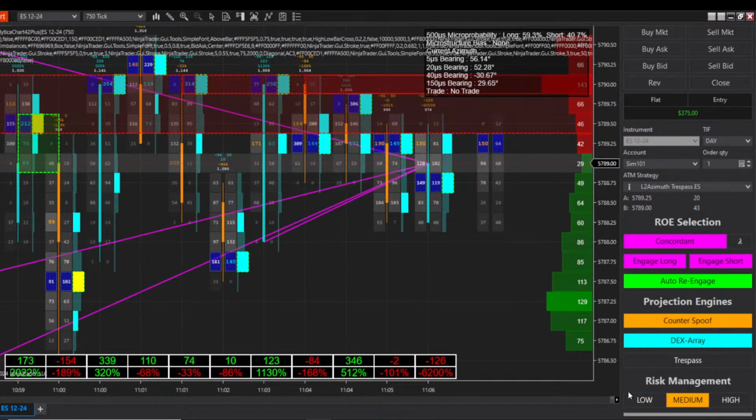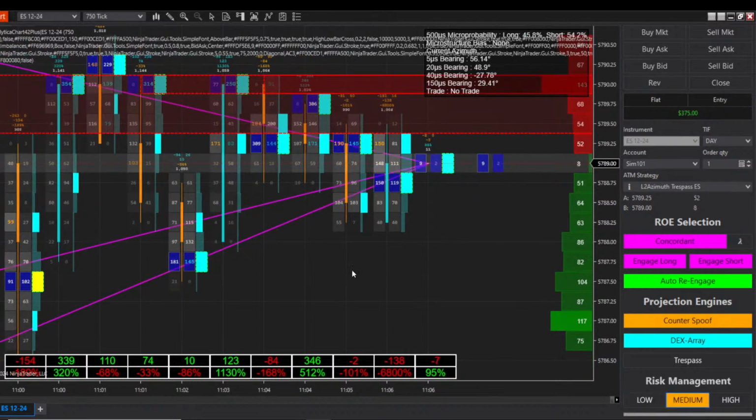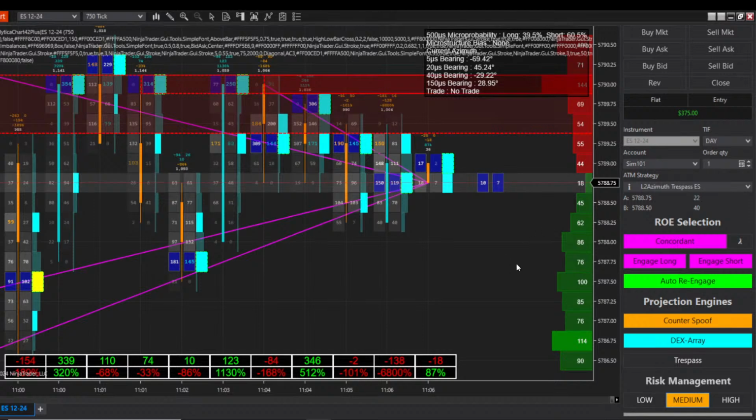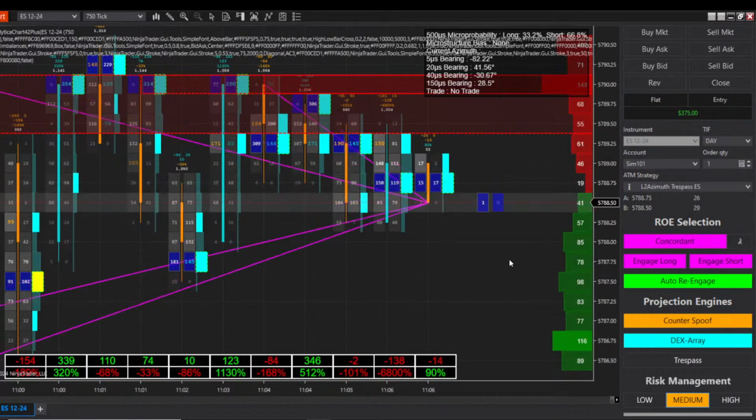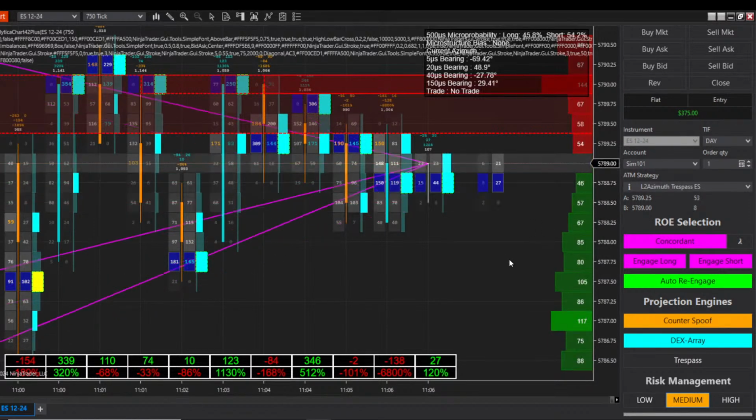All right. Oh God, just flatten that. You don't like it no more? We could trail it. What's the stop loss at on that order? $35 profit.